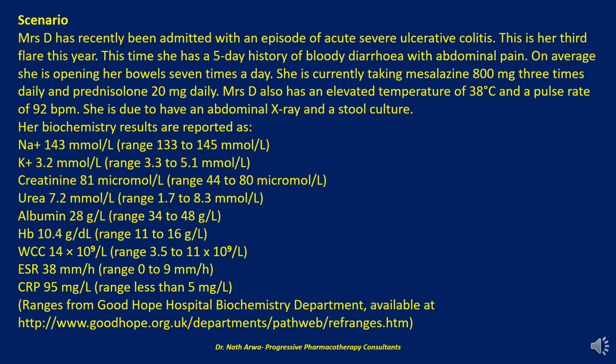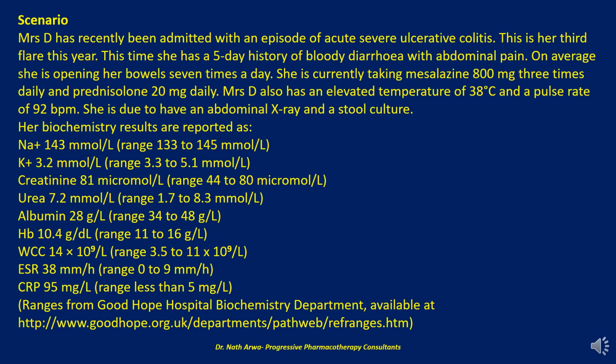Creatinine 81 micromoles per liter. The normal range is 44 to 80 micromoles per liter. Urea 7.2 millimoles per liter. The normal range is 1.7 to 8.3 millimoles per liter. Albumin 28 grams per liter. The normal range is 34 to 48 grams per liter. Hemoglobin of 10.4 grams per deciliter. The normal range is 11 to 16 grams per liter.